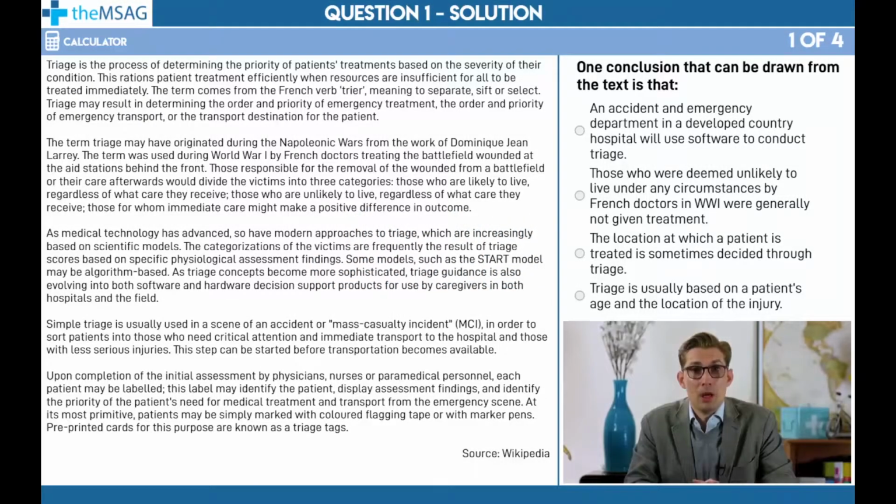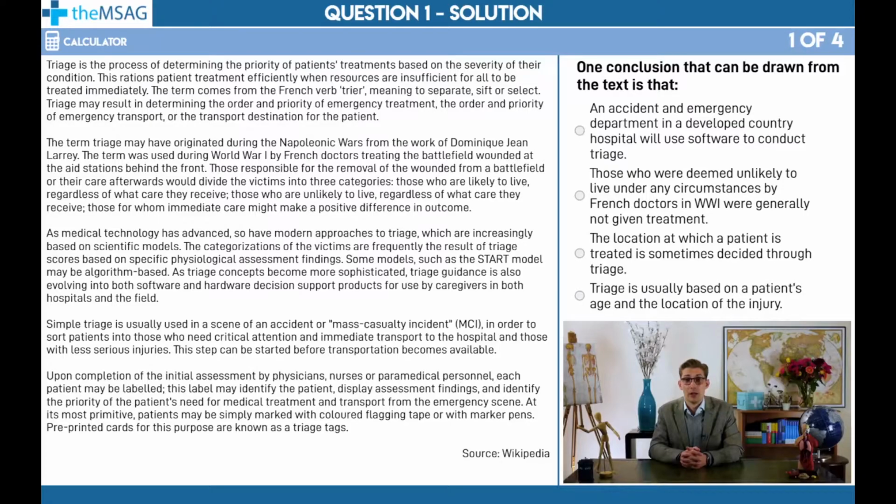Question 1. One conclusion that can be drawn from the text is that A. An accident and emergency department in a developed country hospital will use software to conduct triage. B. Those who are deemed unlikely to live under any circumstances by French doctors in World War I were generally not given treatment. C. The location at which a patient is treated is sometimes decided through triage. And D. Triage is usually based on a patient's age and the location of the injury.